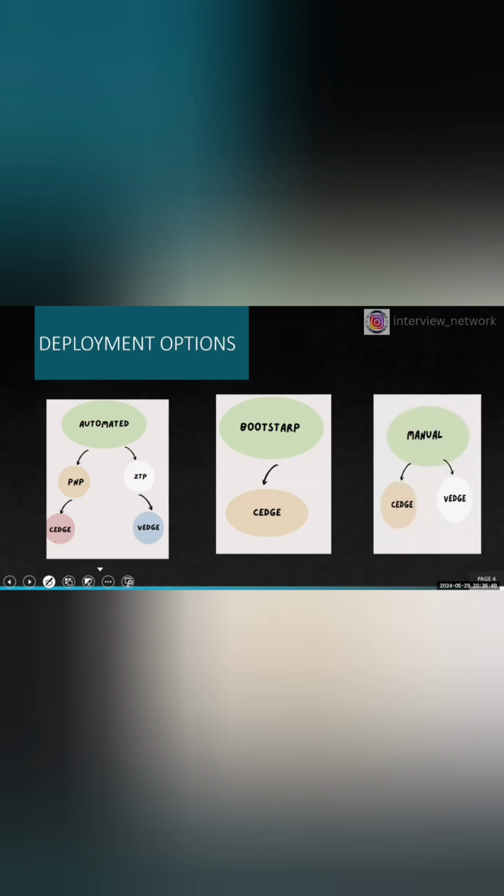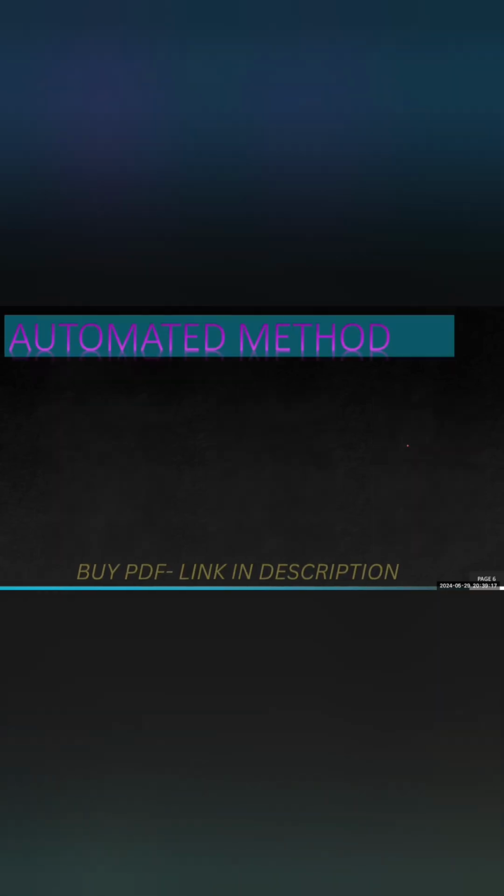And third, we have the manual way of deploying the box, which is again, CH and vEdge both can be deployed with the manual method. Okay, so the first method that we have is the automated method. Now, the automated method says, let's suppose this is my edge device, because in the automated method we can use CH and vEdge both.